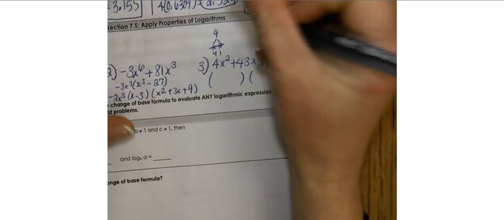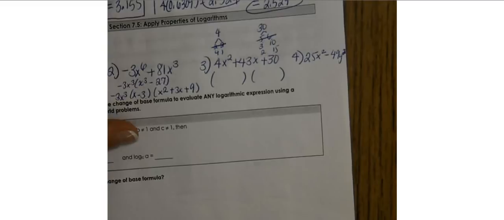I know that 4 times 5 is 20, and 1 times 6 is 6. 20 plus 6 is 26. It's not 43. So that combination will not work. So I'm going to try to flip it around. 4 times 6 is 24. 1 times 5 is 5. 24 plus 5 is 29. So that is not 43, so that tells me 5 and 6 is out.